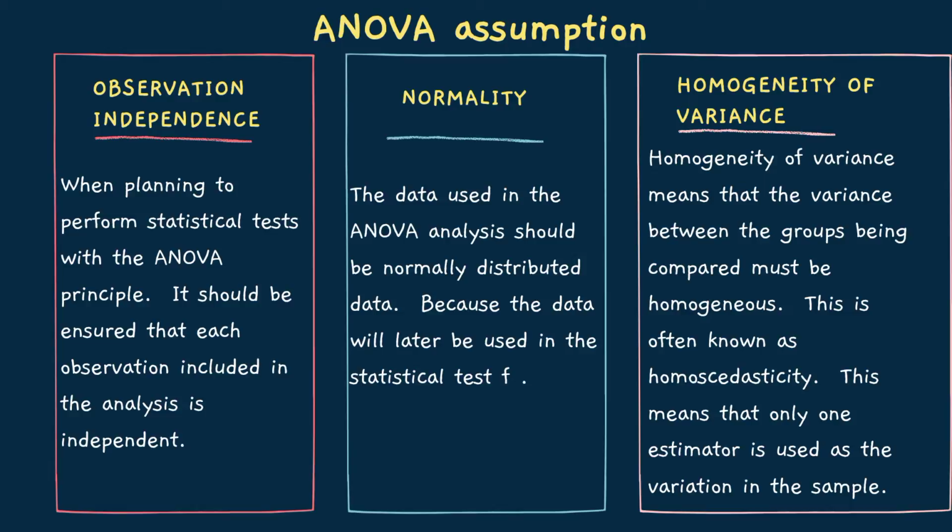And the last is homogeneity of variance. Homogeneity of variance means that the variance between the groups being compared must be homogeneous. This is often known as homoscedasticity. This means that only one estimator is used for the variation in the sample.